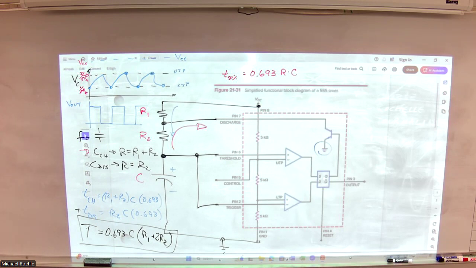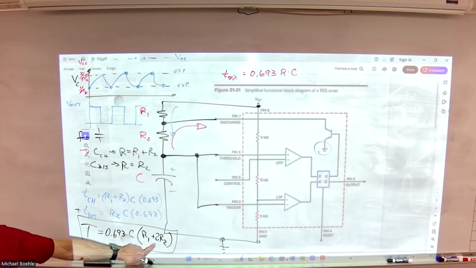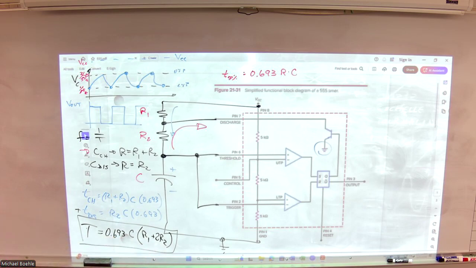I think that T equation is wrong. The book says that it's 0.693 times the sum of R1 plus 2R2, times the capacitor. R1 plus 2 times R2, 0.693. Yeah, yes, I just took it the wrong one. That's the general form that I took from here to there.